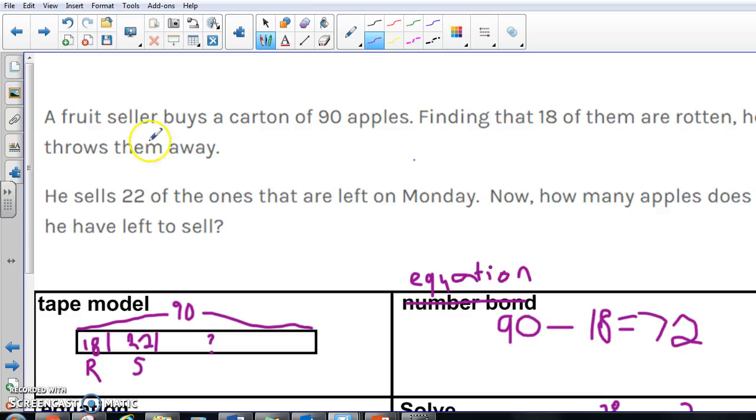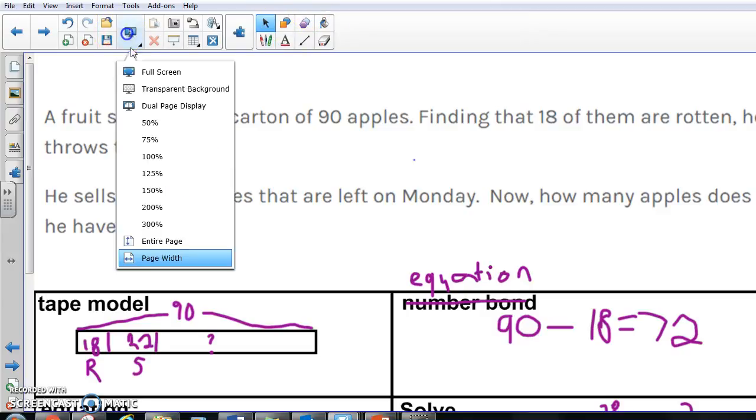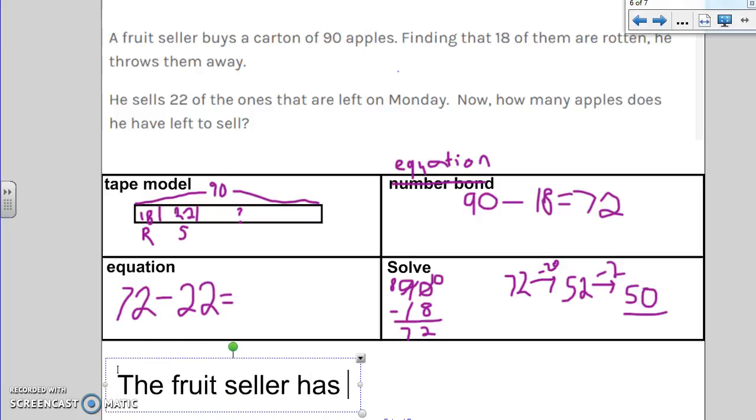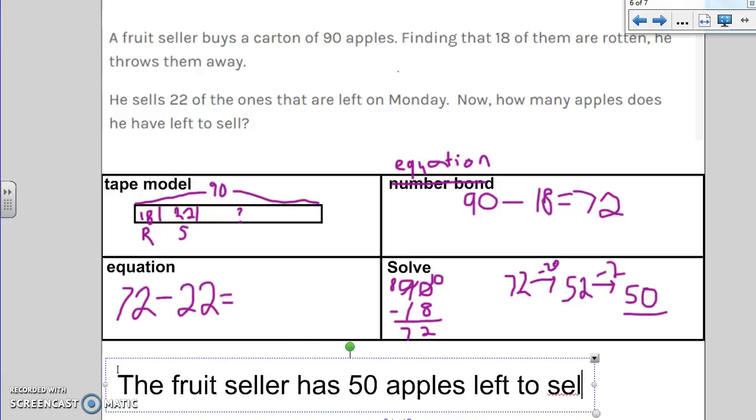But we don't stop there because we always want to write a statement that has our answer in it. So I know that the person that we're talking about in this is the fruit seller. And I know that the topic we're talking about is apples. So I'm going to write the fruit seller has 50 apples left to sell. Go ahead and write your statement. Make sure it includes your final answer.